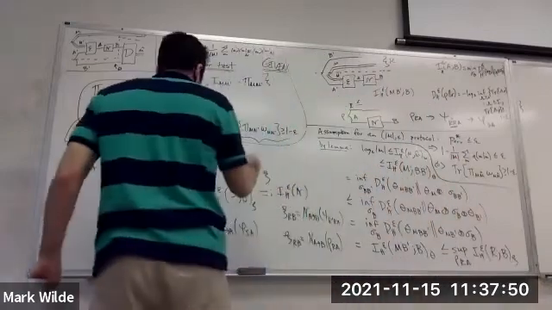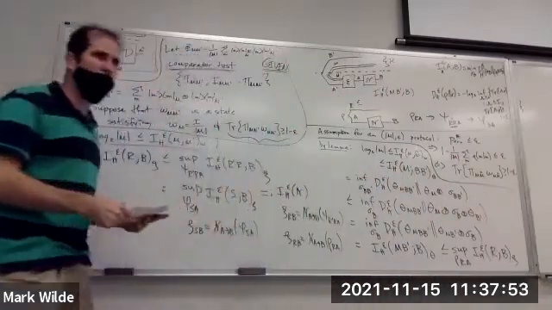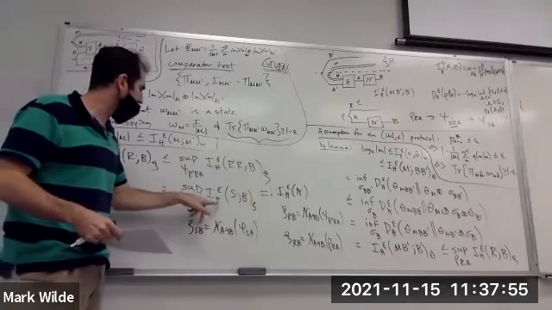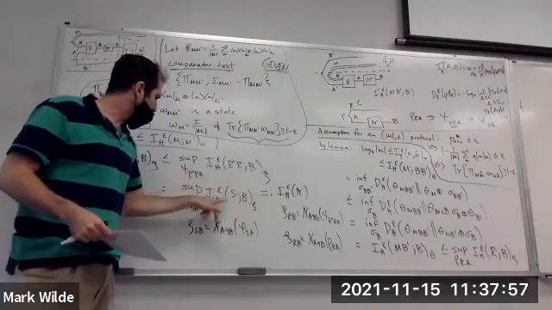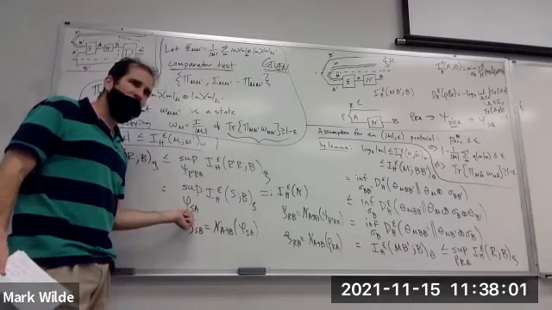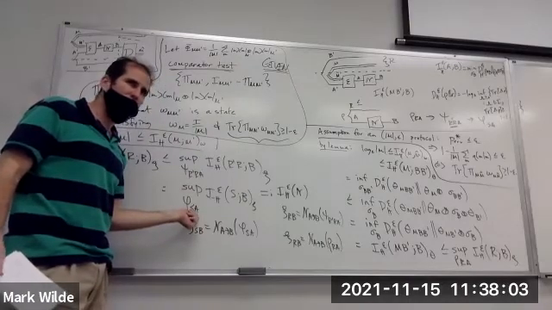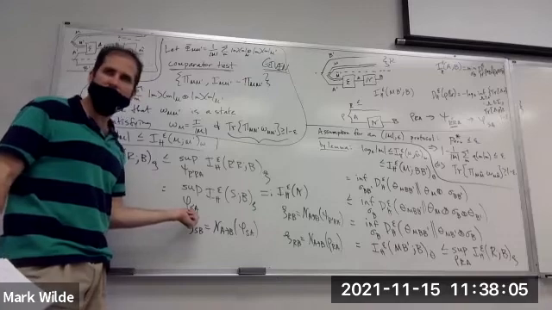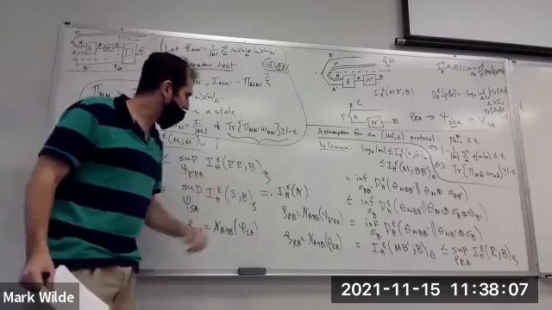And then we used some purification tricks like we did with diamond distance to say that that final upper bound is actually computable, because this reference system need only be as large as the channel input system. Once we have that, that's the final bound.